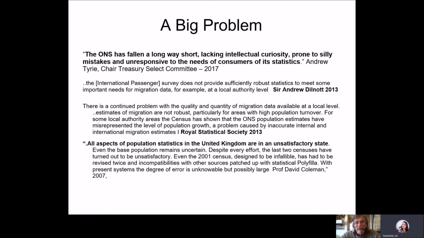And then finally, the one I'll quote to you is Professor David Coleman, very distinguished emeritus professor of demography at Oxford. Back in 2007, he testified to a parliamentary committee: "All aspects of population statistics in the United Kingdom are in an unsatisfactory state. Even the 2001 census, designed to be infallible, has had to be revised twice, and incompatibilities with other sources patched up with statistical polyfiller."